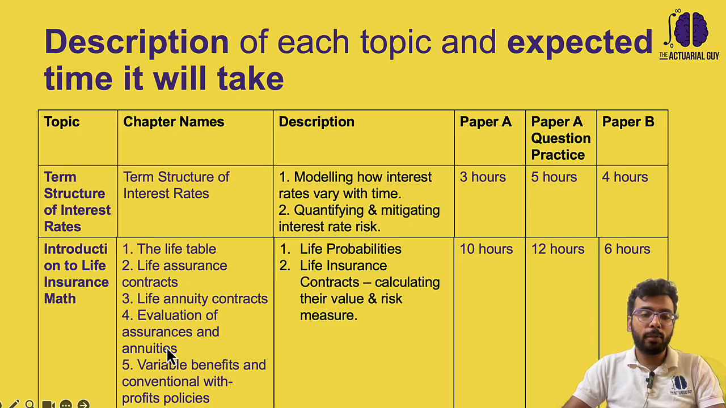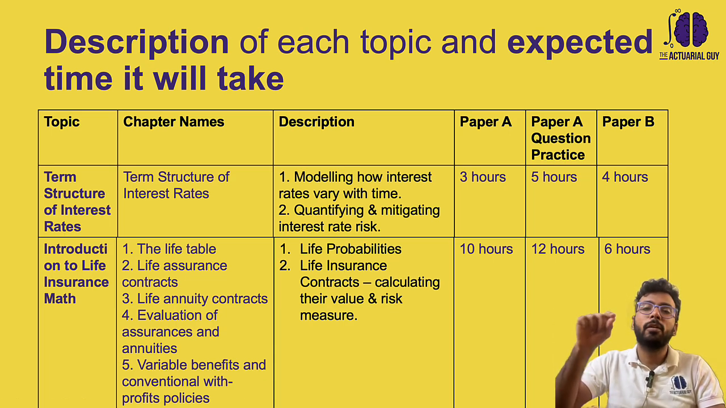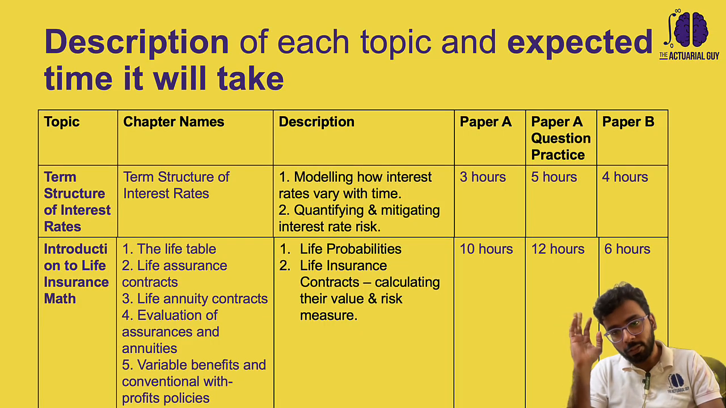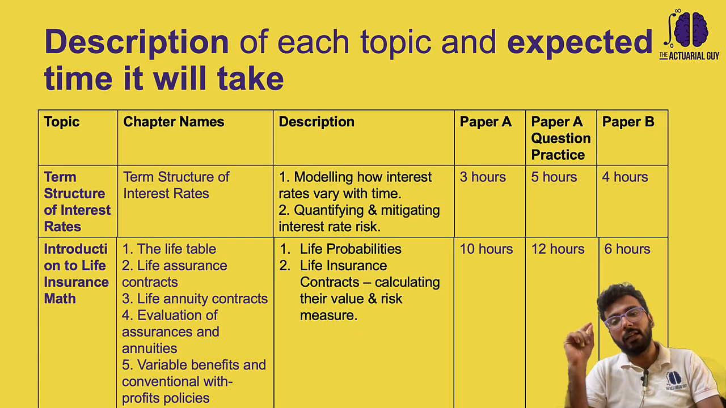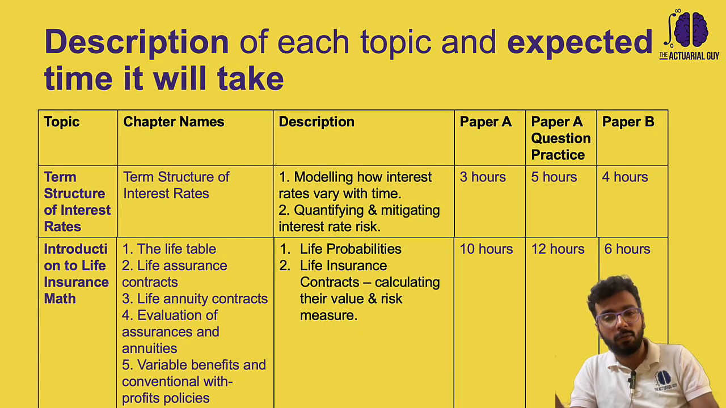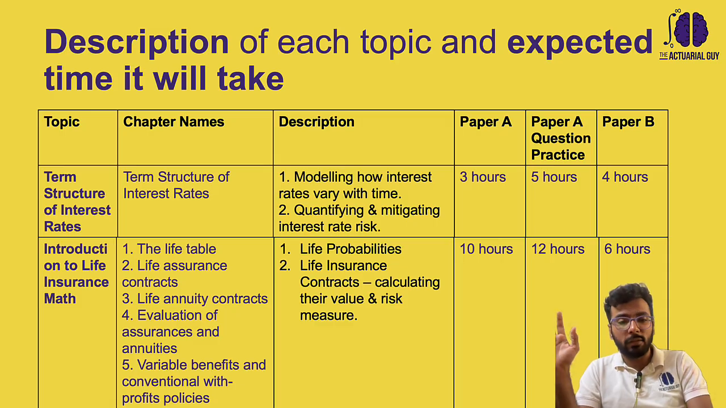Which is what the chapters are, and how do you value them? How do you get their value? How do you get the risk associated with them? So on and so forth. You should give a good amount of time to this. Spend at least 10 hours going through these. About 5 chapters are there, so it will take you a good amount of time to go through them, about 10 hours.